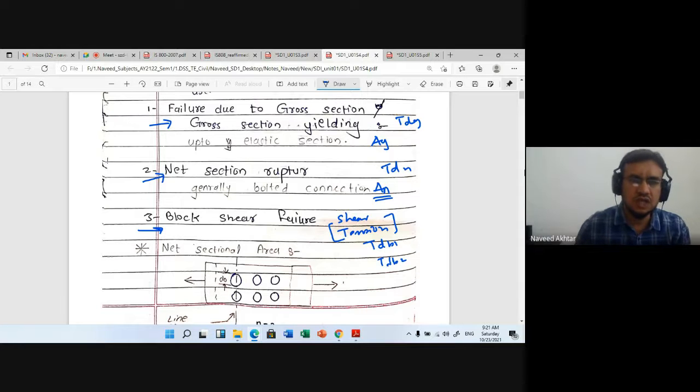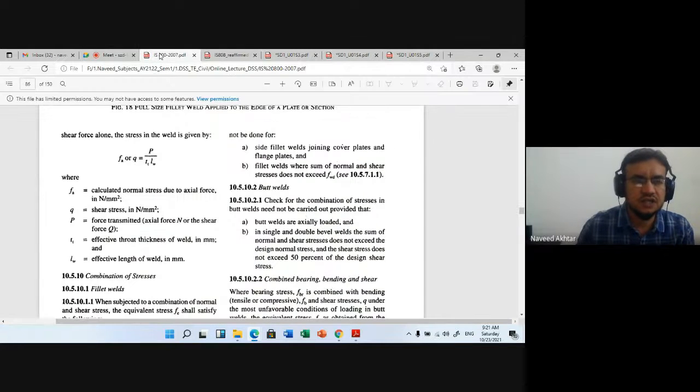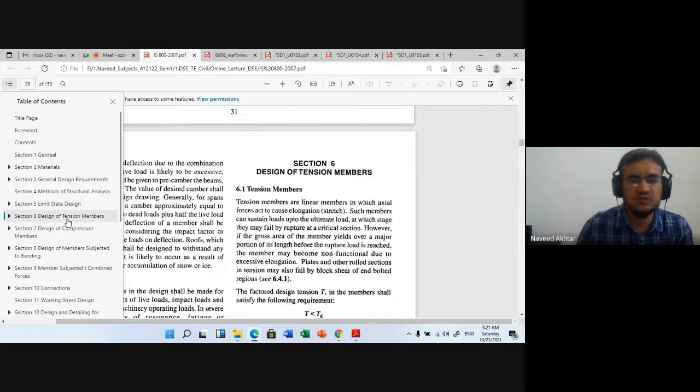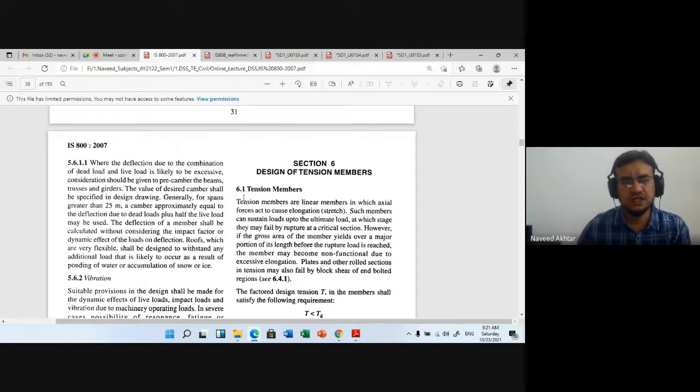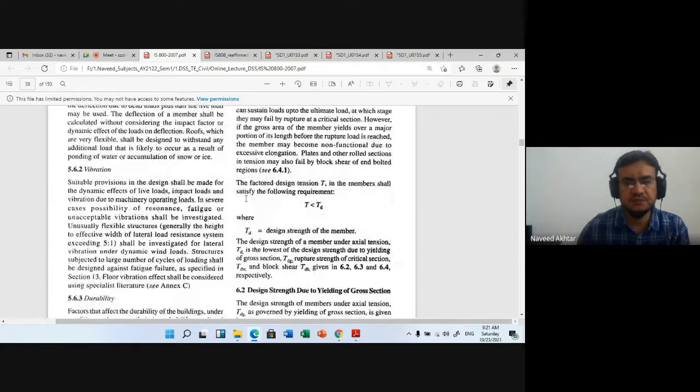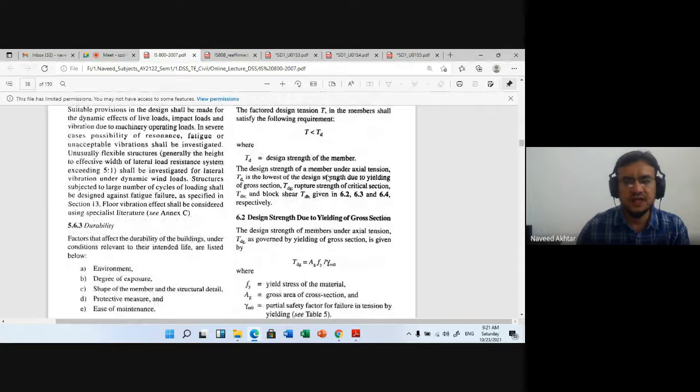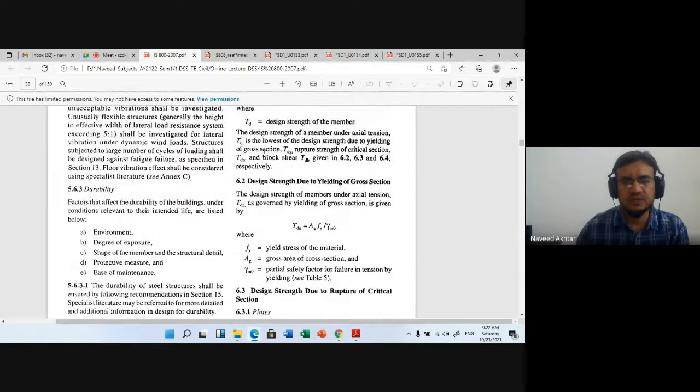All these values are given in Section 6 of your IS code. So when you are going to design the tension member, you have to follow the Section 6 instructions. T should be less than TD. TD is the design strength of the member, and it is the minimum of TDG, TDL and block shear failure TDB. That is explained in 6.2, 6.3, and 6.4 respectively.